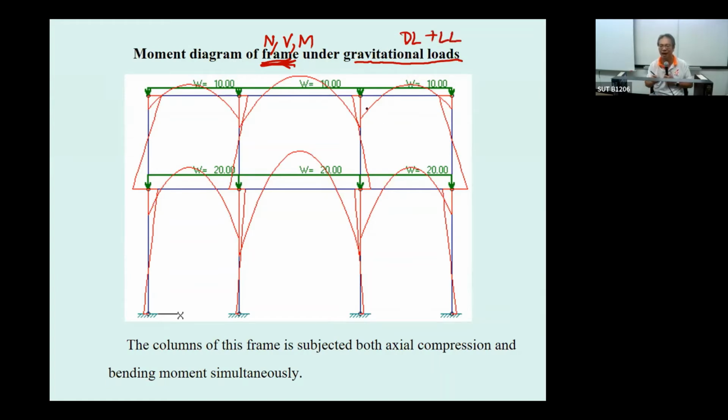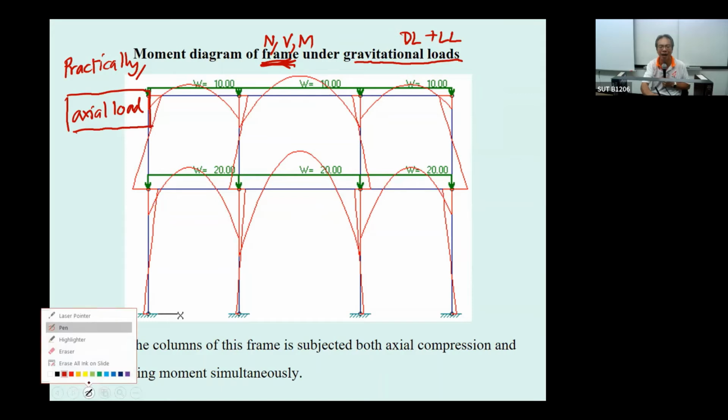But this shows you an example where most of the columns are subjected to bending. But practically, we design the column based on the axial load first. Okay, and when we finish designing the beam and the column, we combine the beam and the column together and do the frame analysis.